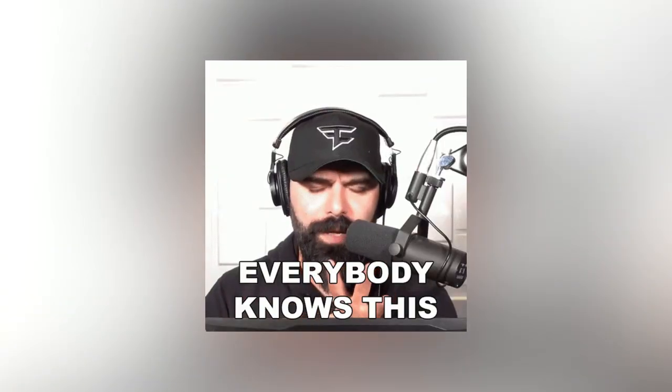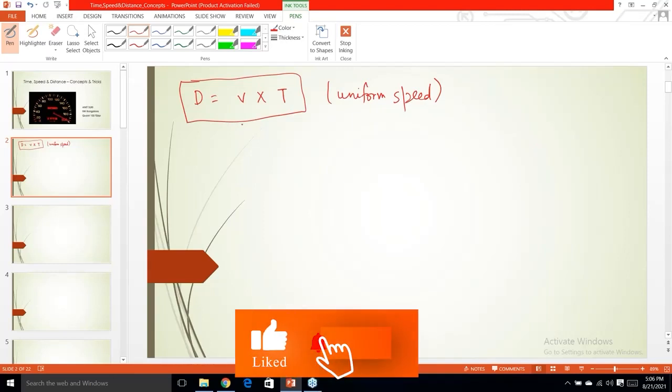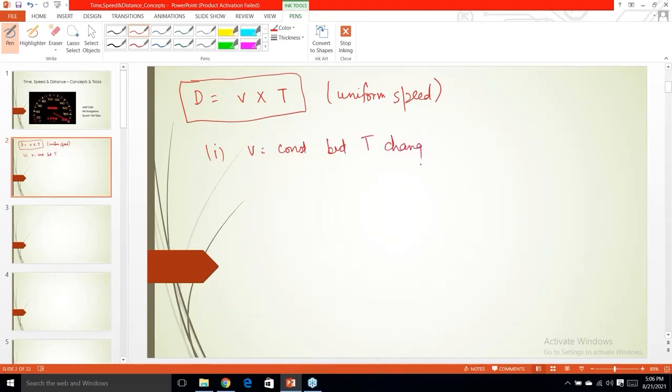Okay, everybody knows this. Now I'll just walk you through a couple of variants of what actually can happen. See, there are three variables involved: D, V, and T. Now, what will happen if you keep your speed constant and if you increase the time for which you are traveling? Case one: V is constant, but time changes. Then the distance will vary directly with time. If you increase the time, you will travel a larger distance. If you decrease the time, you'll travel a smaller distance, right?